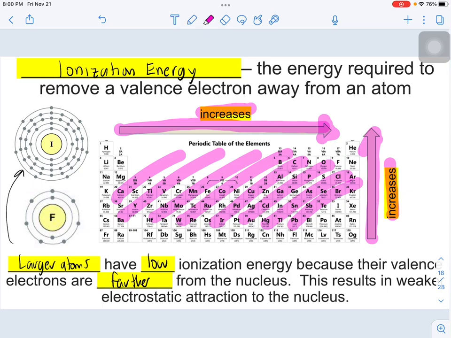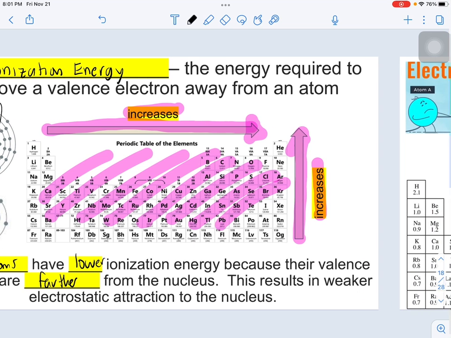So if you look at iodine over here, I'm going to circle one of its valence electrons. It's way out there and its nucleus is in the center. This valence electron is so far away from the nucleus that it's not as strongly attracted to it, so it's going to take less energy to remove it. On the other hand, if we look at fluorine's valence electron, it's so close to its positive nucleus that it's going to require more energy to pull this valence electron away from the atom. And that's why larger atoms have lower ionization energy. I should have put lower right there, but that's okay.